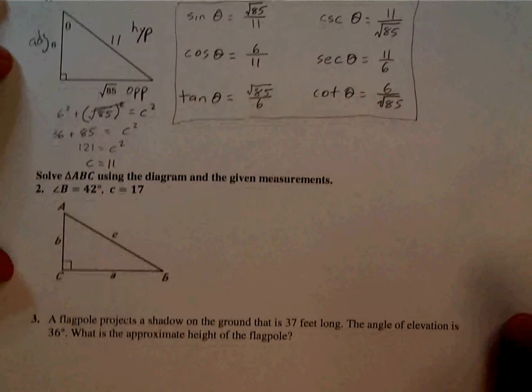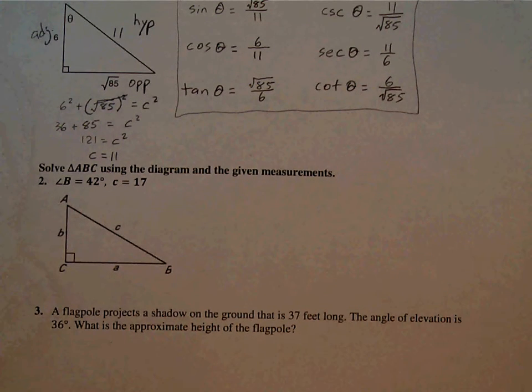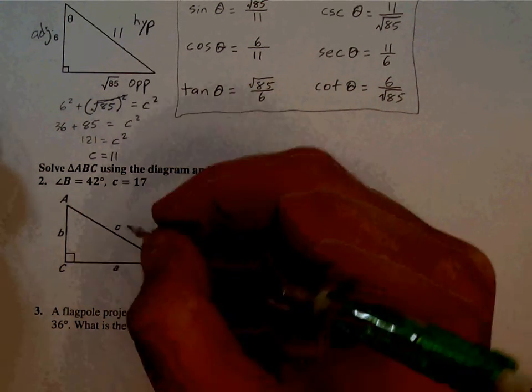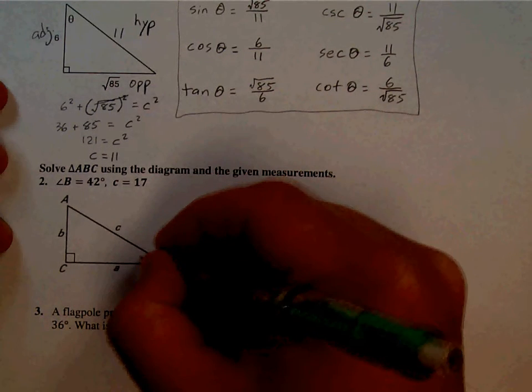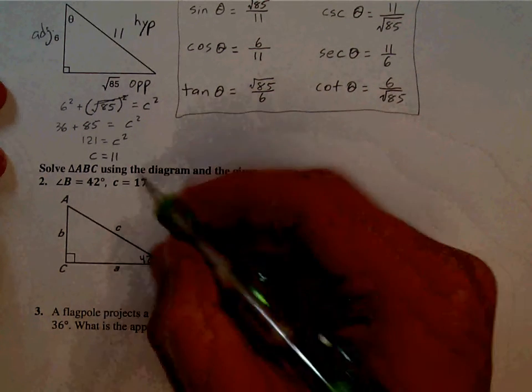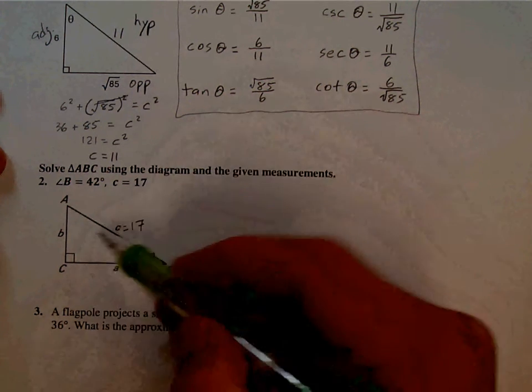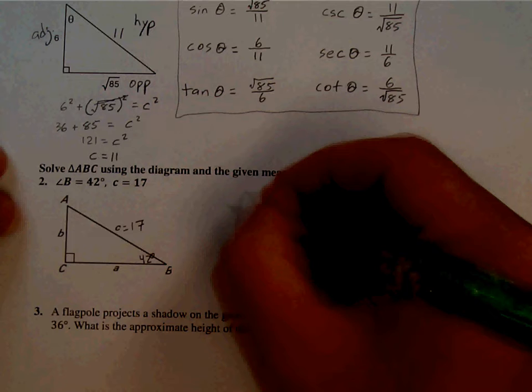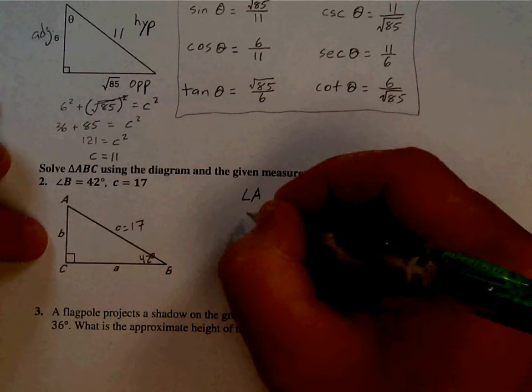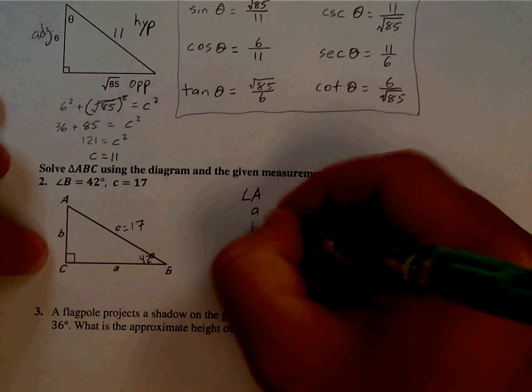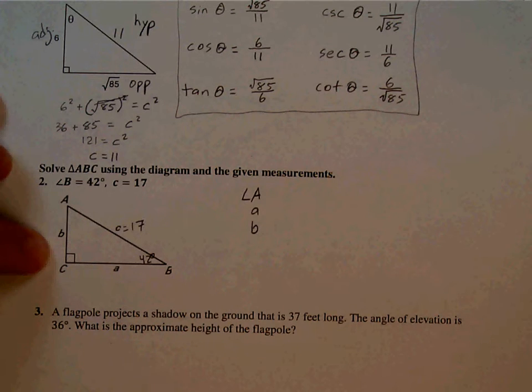Moving on to number 2. So the triangle, we know a little bit of information. Maybe I'll write these pieces of information right on the picture. B is 42 degrees. Side C is 17. We know it's a right triangle. We have to solve the triangle, find everything that's missing. So I'm missing angle A, I'm missing side A, I'm missing side B. Those are the 3 things we're going to have to find.